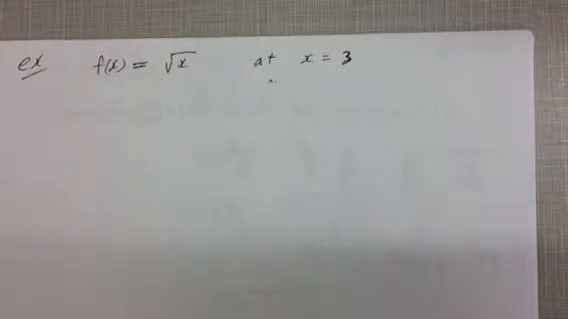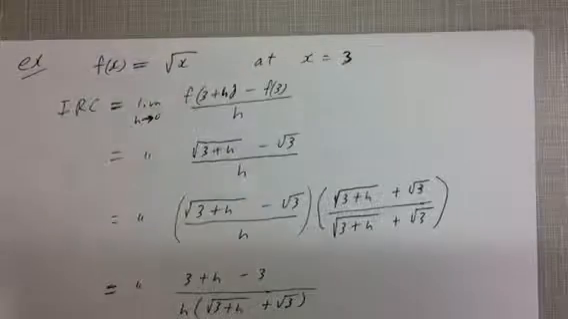Wanted to do this next one, okay, which is root x, say at x equal to 3. We need to look at something that you've done before, but we need to refresh your memory on it, which is called rationalizing the denominator.